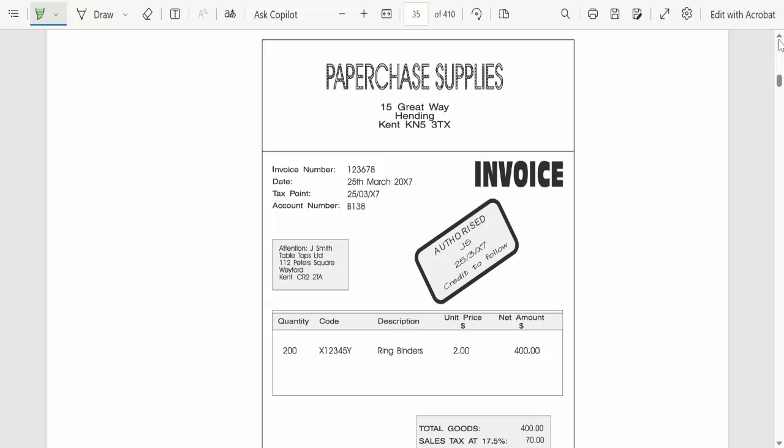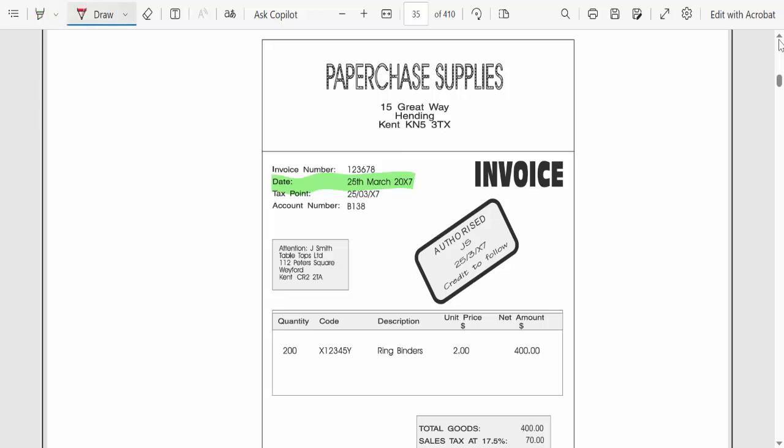Example: Paperchase Supplies and Tabletops Ltd. To understand how a credit note works, let's look at an example where Paperchase Supplies issues an invoice and later a credit note to their customer, Tabletops Ltd. The original invoice. On March 25, 20X7, Paperchase Supplies issued invoice number 123678 to Tabletops Ltd. for office supplies. Here are the main details of this invoice.